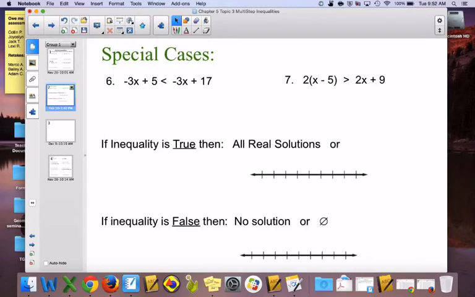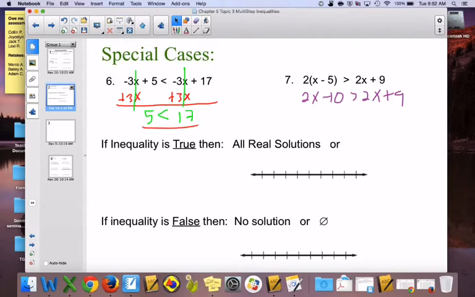So if we try to do this like we've done in the past and get all the variables on one side or the other, we could try adding 3x to both sides. In doing so, we cancel the 3x's here and here. So what we're really left with is 5 is less than 17. Well, that is technically true in that sense, but let's see here. So as you can see here, we have 5 is less than 17.